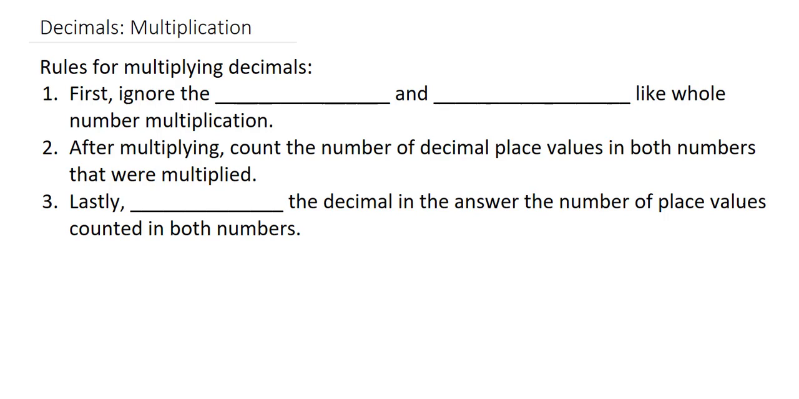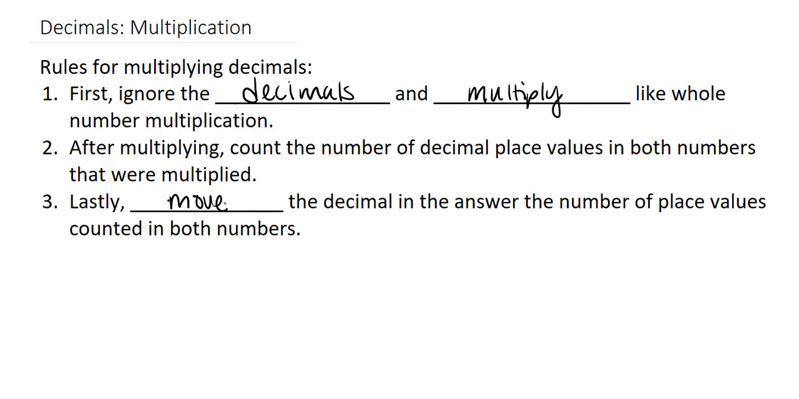Decimals, multiplication. Rules for multiplying decimals. First, we're going to ignore the decimals. And then we're going to multiply like whole number multiplication. After multiplying, we're going to count the number of decimal place values in both numbers that were multiplied together. And then lastly, we're going to move the decimal in the answer, the number of place values counted in both numbers.